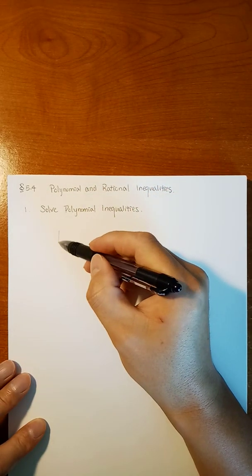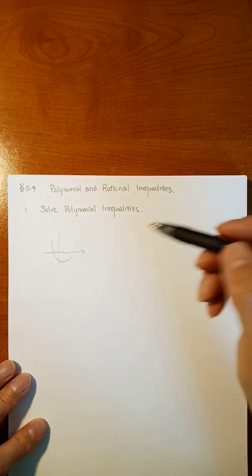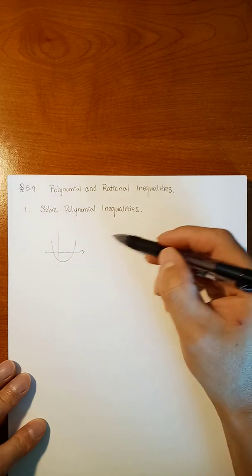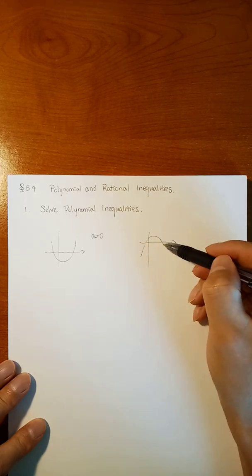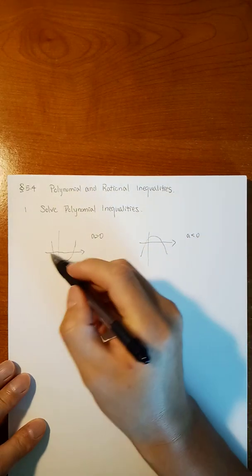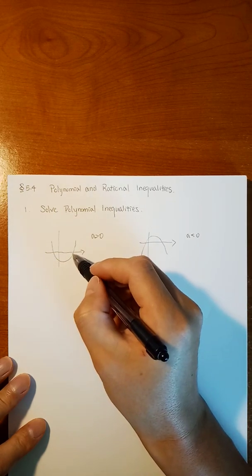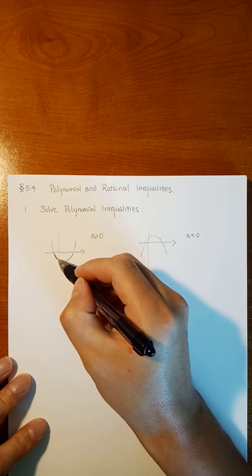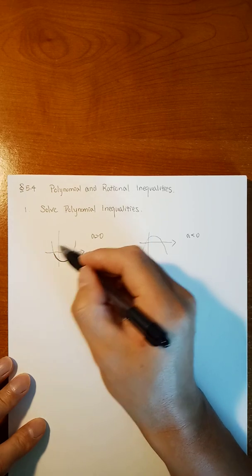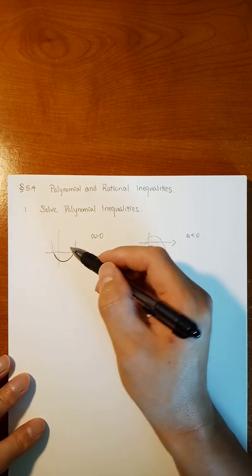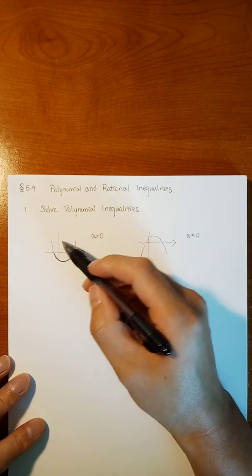Well, first let's recall how we did it for the quadratic polynomial. We know the graph of a quadratic polynomial is like this, either a positive or a negative. And when the graph of the function is below the x-axis, this part is the solution of the quadratic polynomial less than 0. The left and right branches are the solutions of the quadratic inequality greater than 0, right?